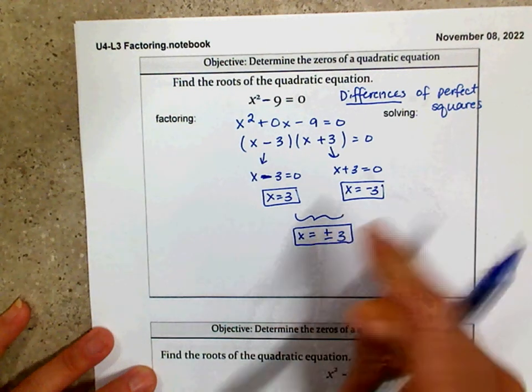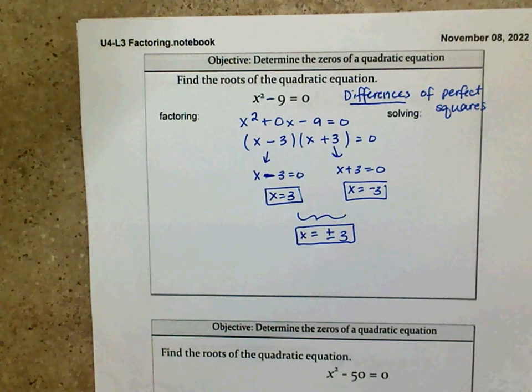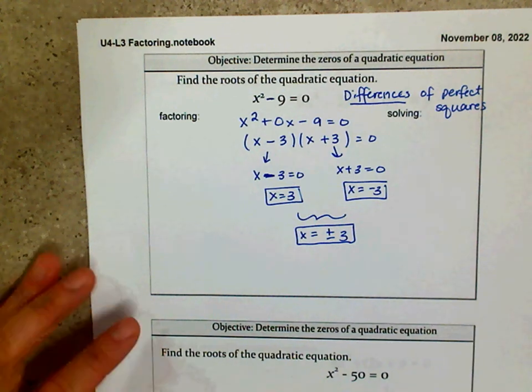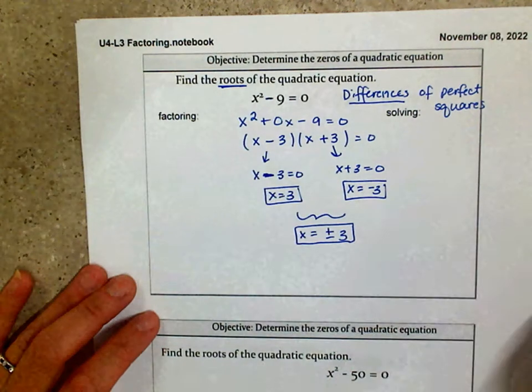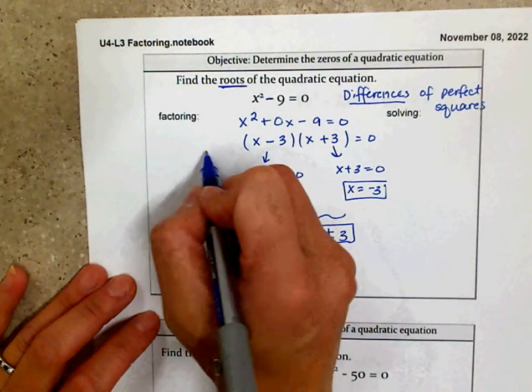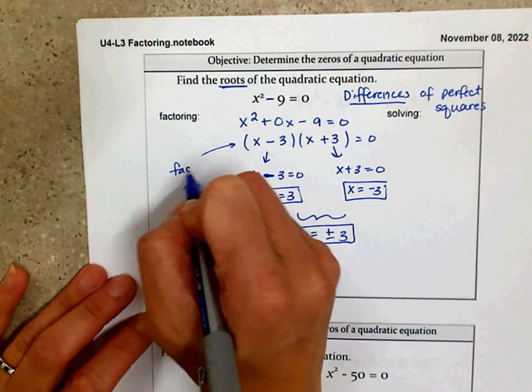Those are perfect squares. If you can recognize perfect squares, it's pretty simple. And why did I go ahead and finish it? Because it says find the roots. Otherwise, this would be your factor form.